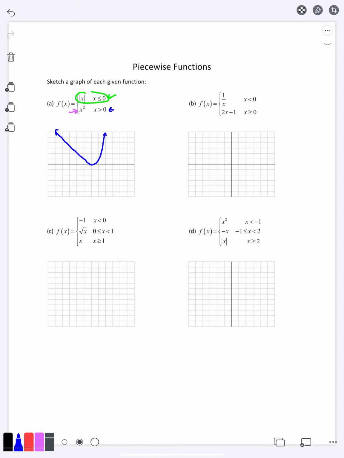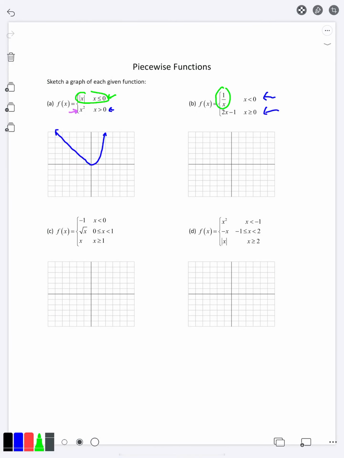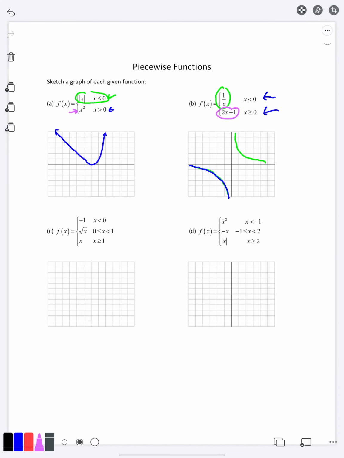Now let's do the same thing over here. So we have first the graph 1 over x. I'll use green again. 1 over x looks like this. We only want the piece of it though where x is less than 0, so we want this piece right here. And then the second function is 2x minus 1. That's a nice straight line with a slope of 2 and a y-intercept of -1. But we only want the part of it where x is greater than or equal to 0. So that would be that part.